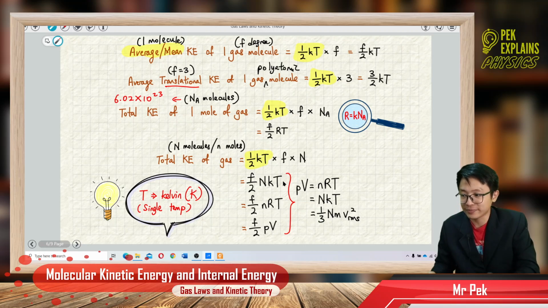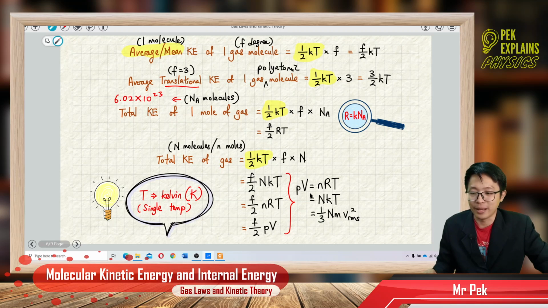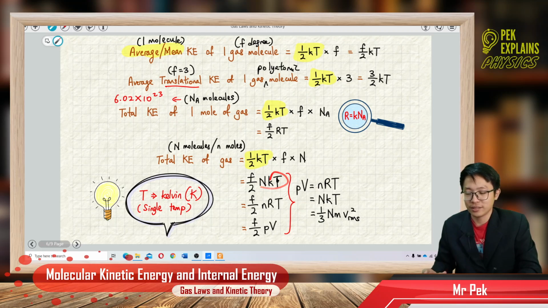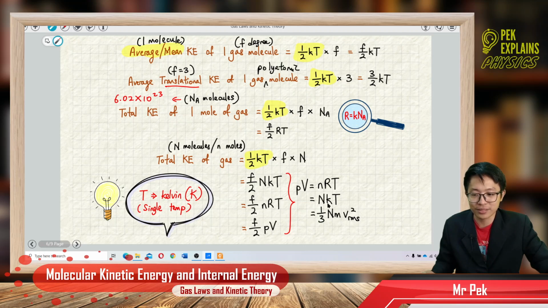Familiar with this NkT? What is this NkT? PV equals NkT. So remember, PV equals NkT, and PV also equals nRT, and PV also equals 1 over 3 N m v square. So the total kinetic energy of gas is F over 2 NkT. That's the formula. And this NkT, you can change to nRT, or can also change to PV, or can also change to 1 over 3 N m v square.